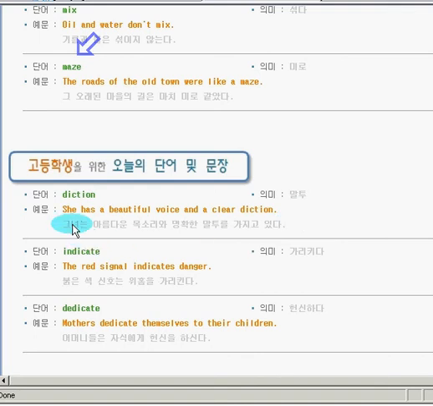Can you read it with me again? She has a beautiful voice and a clear diction. Oh, good. Let's go to the next.